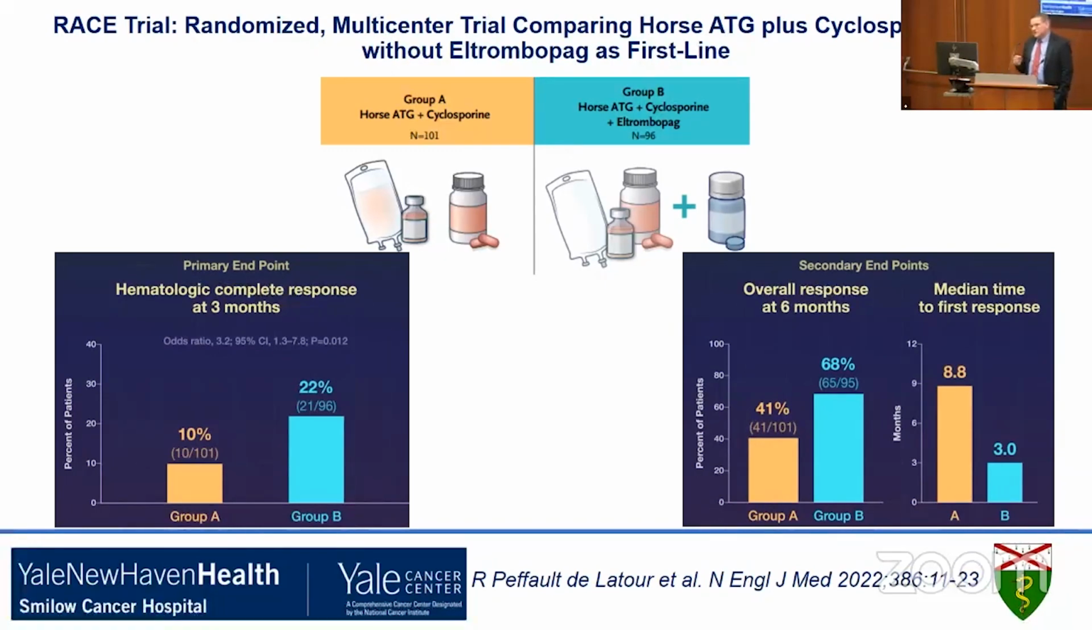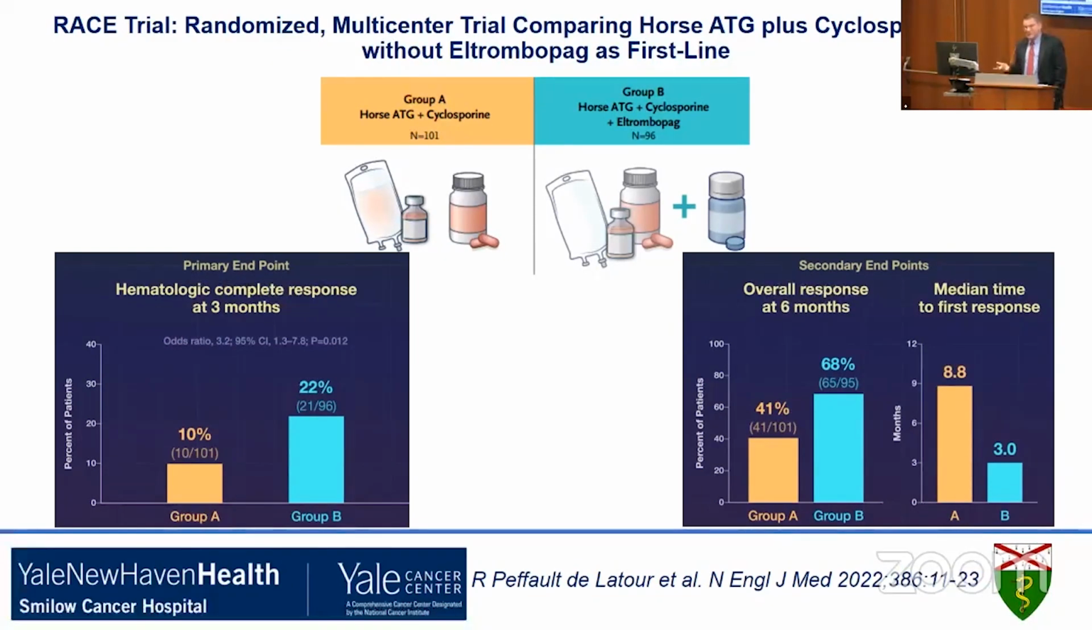So the difference here is that eltrombopag actually started on day 14, and horse ATG obviously together with cyclosporin on day 1. The reason for the delay is that there is concern of liver function test abnormalities, which may happen with horse ATG, with cyclosporin, and with eltrombopag. So there was concern which led to this delay of eltrombopag initiation. So even though the NIH study by then was already published, this study was designed before this publication.